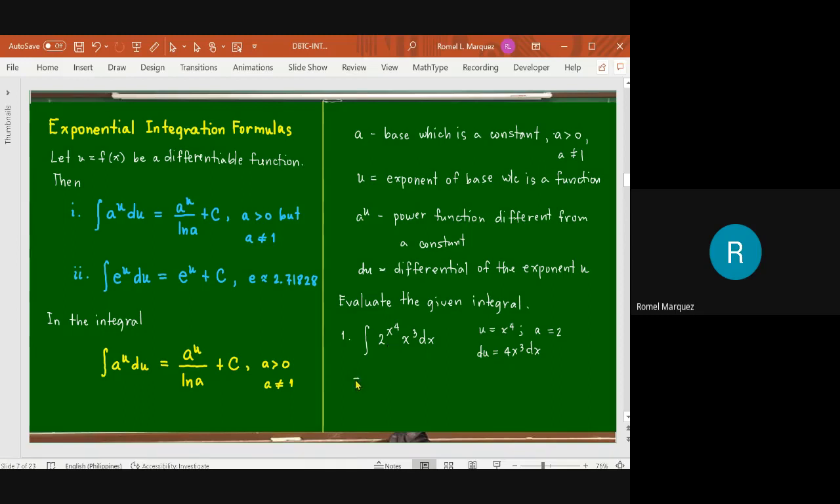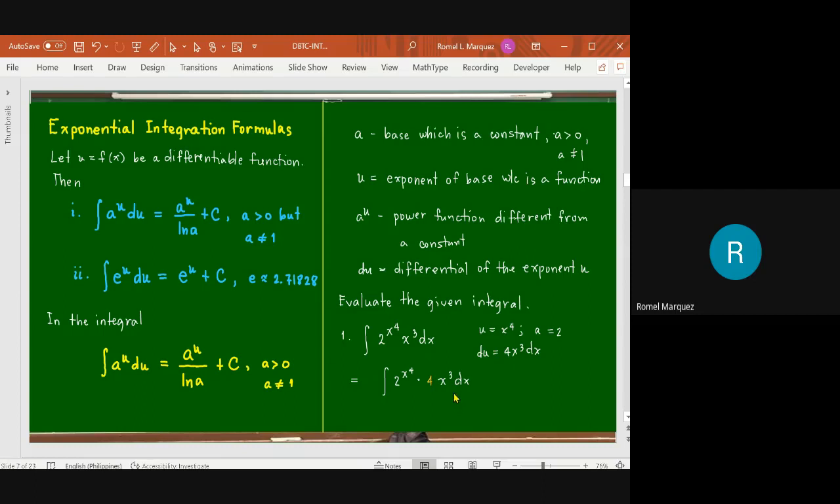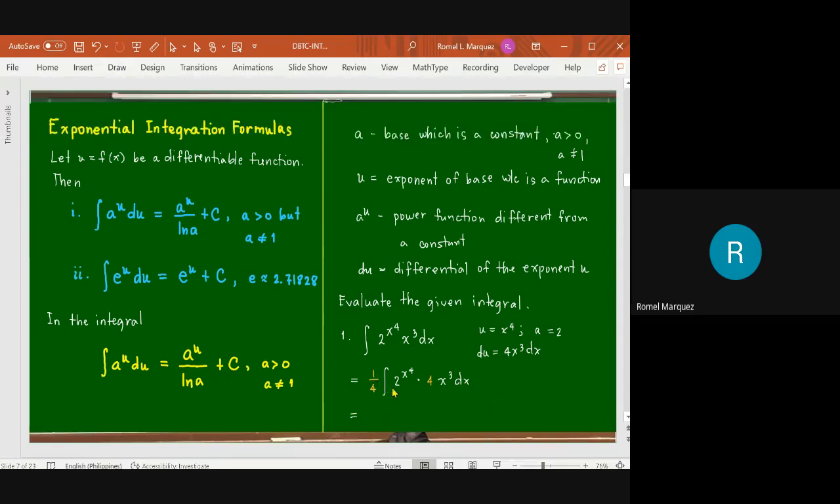Okay? So let's apply, what do you want? Simple substitution or correction factor? If you're going to have correction factor, then this can be written integral of 2 to the x to the 4th times x cubed dx. So we're going to supply 4 here as a factor, then balance outside by 1/4. So finally, we now have what? So this is now read as 1/4 integral of a to the u du.